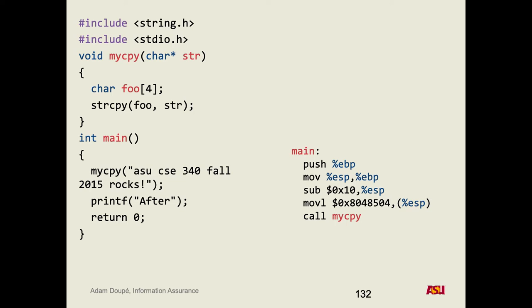Yeah? Are the memory addresses local to the memory given to the program, or is it universal, that number? Local. So every process has its own view of memory. For every process, the OS tricks it into thinking it has full access from 0 to FFFF. Got it. Okay. All right.